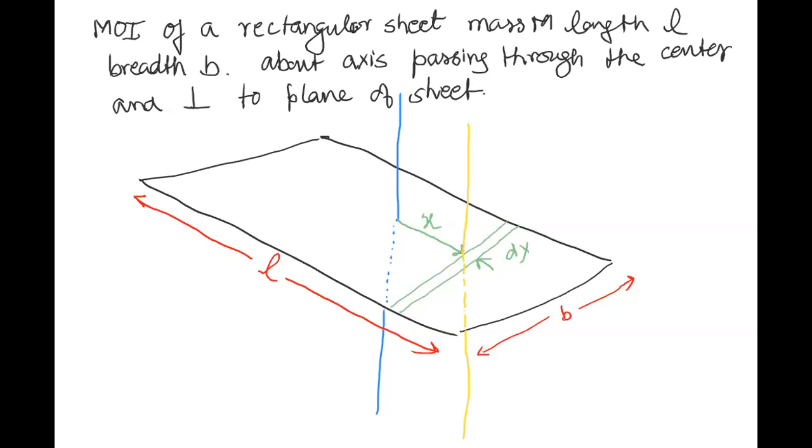Since you have found the moment of inertia of one element about the blue axis, all that remains is to carry out an integration, a summation, to find out the total moment of inertia of the rectangular sheet about the blue axis. आया समझ में जो मैंने बोला? Please try this out.